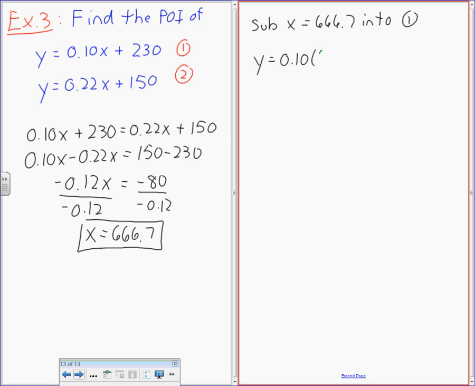I gotta get one more example in here. Okay, so this should be 66.67 plus 230. So y should equal 296.67 approximately.